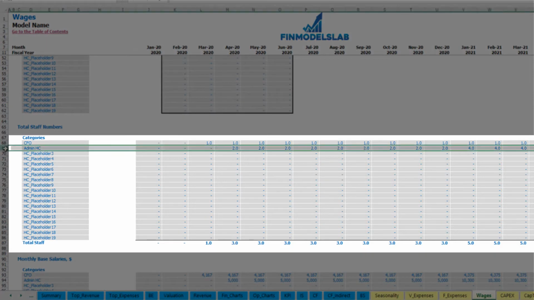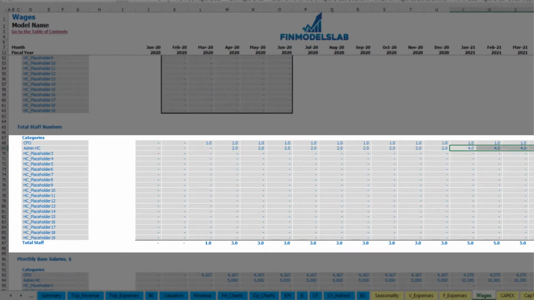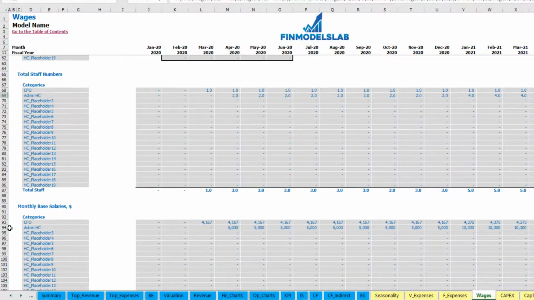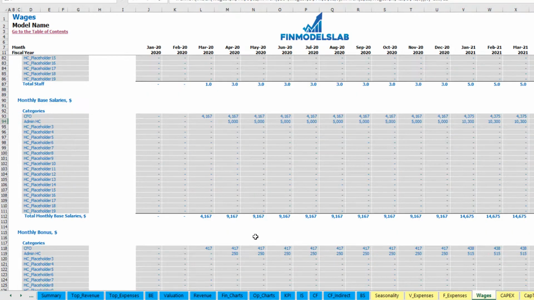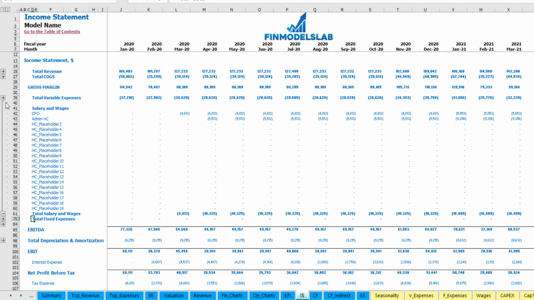So in here you may see total staff numbers, which is 2 for year number 1, 2020. Starting from year 2021, you have 4, then 6, 8, and 10 in the last year of the model. Again, the calculation of salaries for these, in this case 4 headcounts, calculation of bonuses, and calculation of monthly based taxes. You may see an income statement, total salaries and wages, and here you may see the total amount of bonuses, payroll taxes, and wages for these headcounts.